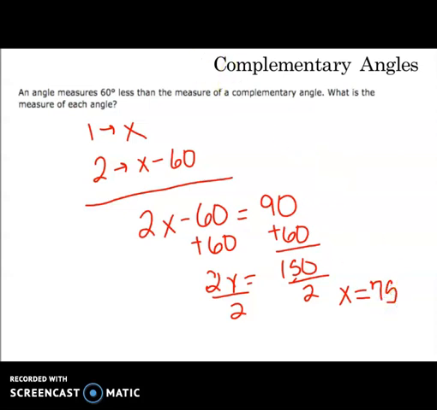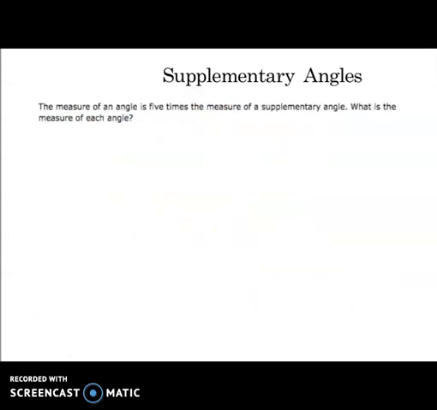Now I need to know the measure of each angle. So in this case, the first one is going to be 75 because it's just x. The second one is 75 minus 60, and the second angle is 15 degrees. So the angles are 75 and 15. Let's see how this applies with supplementary angles, okay?